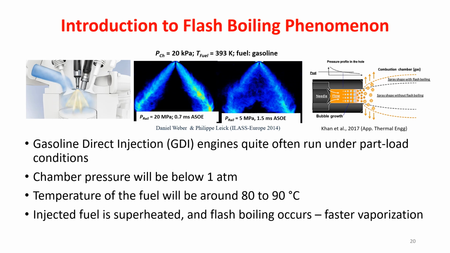GDI engines quite often run under part load conditions. Under such conditions, the pressure in the engine cylinder is subatmospheric, and the injected fuel temperature will be around 80 to 90 degrees Celsius, which are perfect conditions to achieve a flash boiling spray. The effects of the flash boiling spray are explained in the next slide.